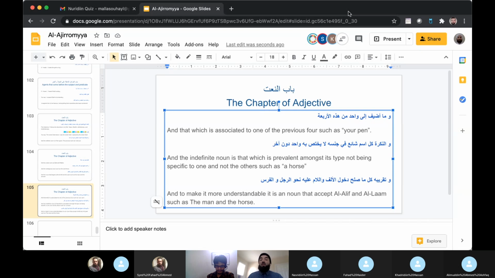It is prevalent amongst horses, like this animal that basically has four feet, runs very fast, looks like a mule, right? This animal that we call a horse. The noun horse can be used for anything that is of that type, that type of an animal. So that is what makes it nakira. It makes it indefinite.